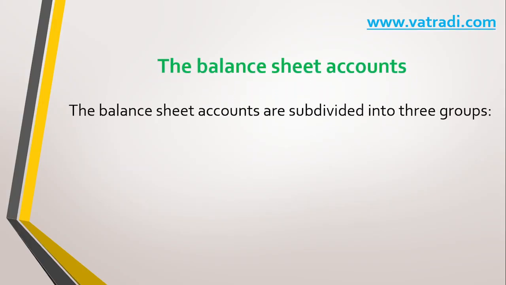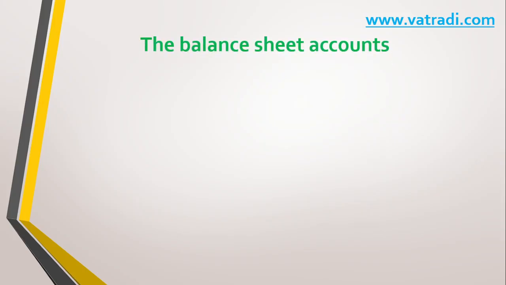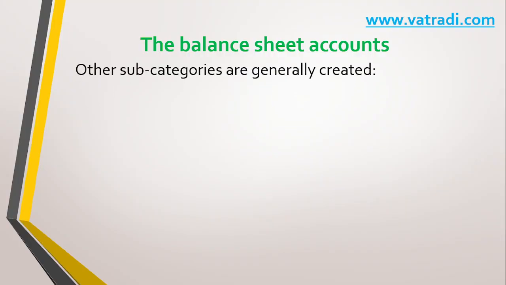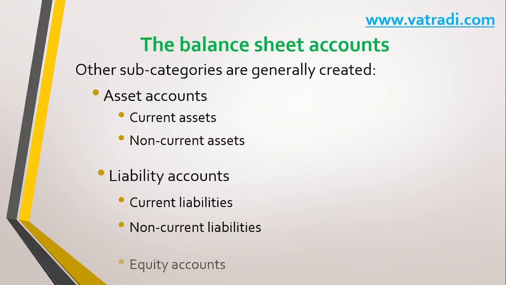So now we have the GL codes that are part of the balance sheet. So we have GL codes that are part of the asset accounts, liability accounts, equity accounts. There are also other subcategories inside the balance sheet. Therefore, it's important that the chart of accounts reflects this. So inside the asset accounts, we have current assets and non-current assets. Inside the liability accounts, we have current liabilities, non-current liabilities, and equity accounts.